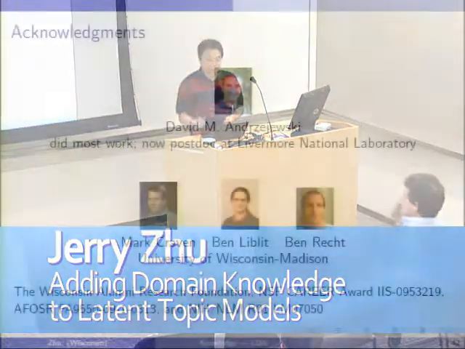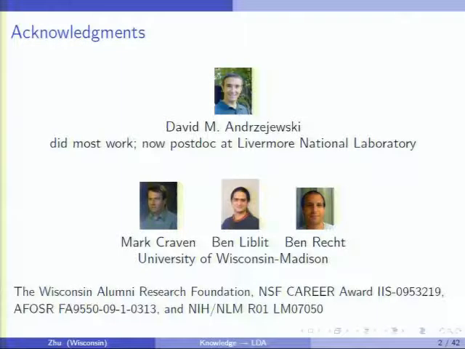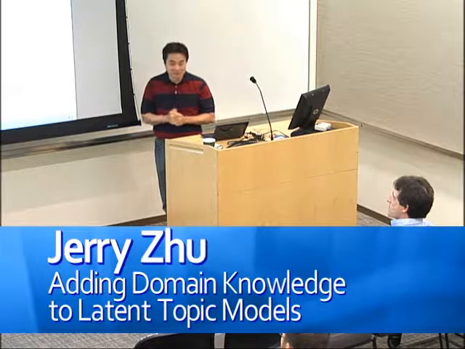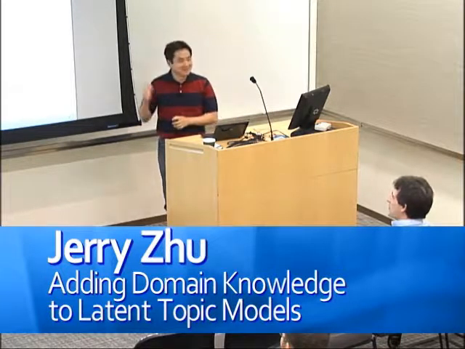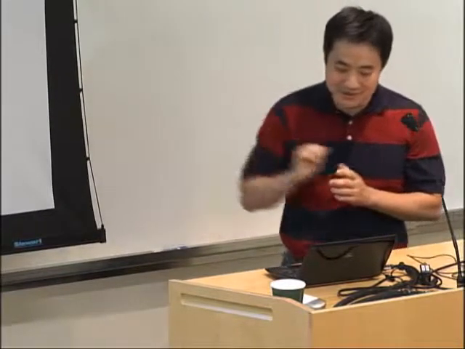Let me first thank my collaborators, David Andrzejewski, who was my former graduate student who did most of the work and actually made most of the slides here. He's at Livermore Lab now, and then Mark Craven, Ben Liblit, and Ben Recht all helped with the project, and the funding agencies. Okay, so let's see, how many people are familiar with latent Dirichlet allocation here? Just want to get a sense.